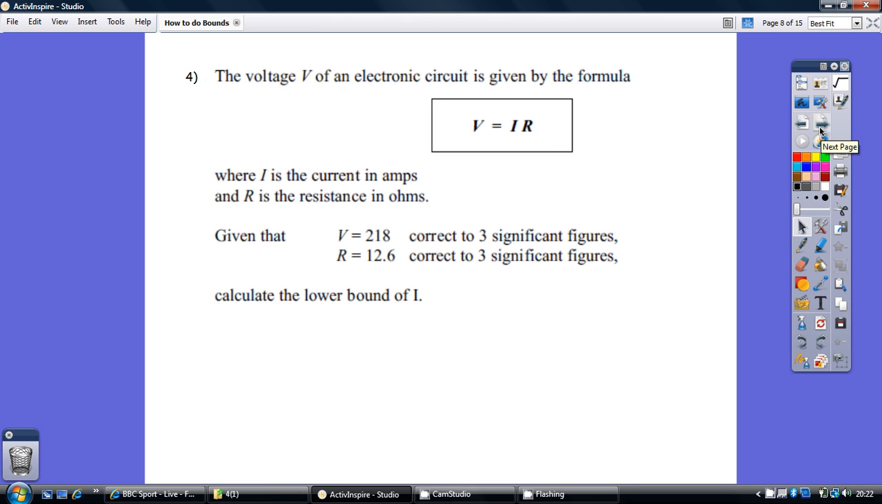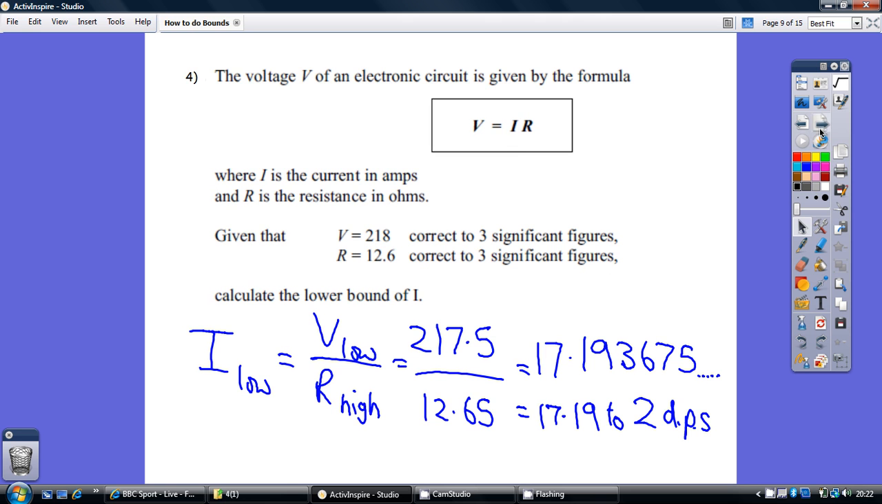Okay, number 4, have a go. Okay, the rest of these questions are all, once you've rearranged it, where you've got a fraction. This is the most typical type of question. Now, for I to be as low as possible, you need the numerator, the top bit, to be as low as possible, yet the denominator to be as high as possible. So it's 217.5 rounding down V, yet 12.65 rounding up R. Okay, so that's how you do number 4.